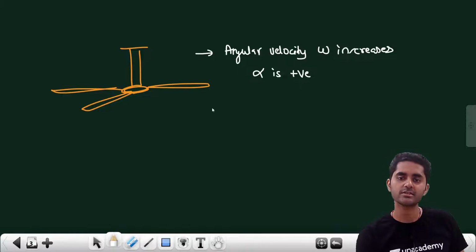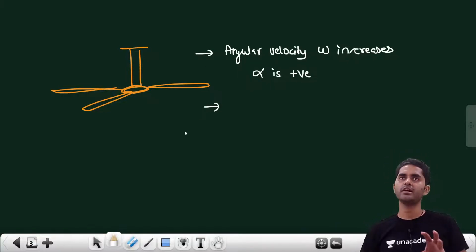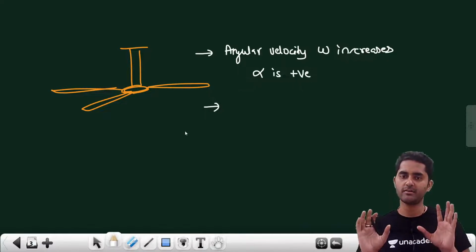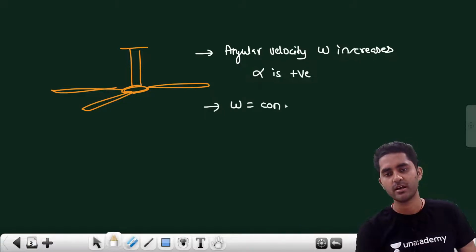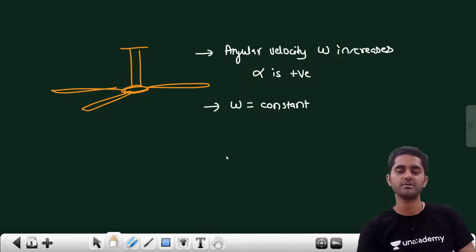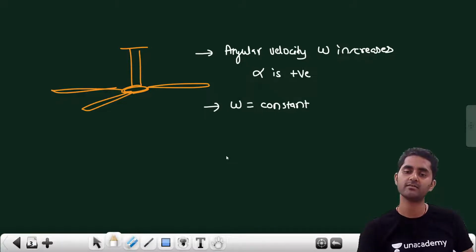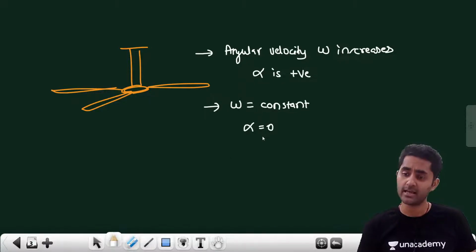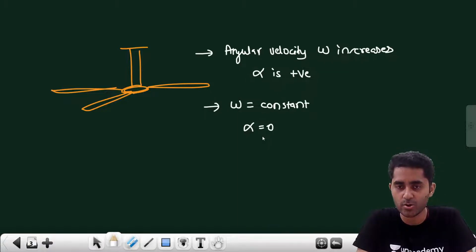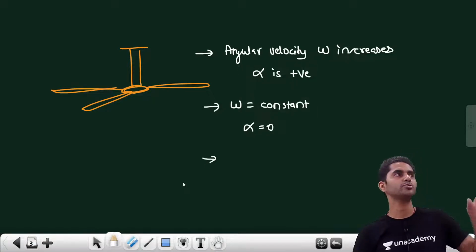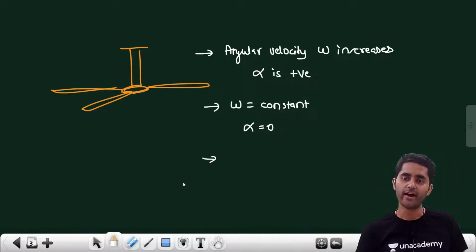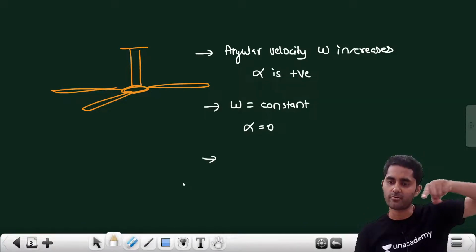Now after some time, the velocity ceases to increase. The angular velocity omega becomes constant. If omega becomes constant, there is no change in omega, and in that case your alpha becomes 0, because there is no angular acceleration. After some time, suppose you switch off the fan. When the fan is switched off, it slows down, right?